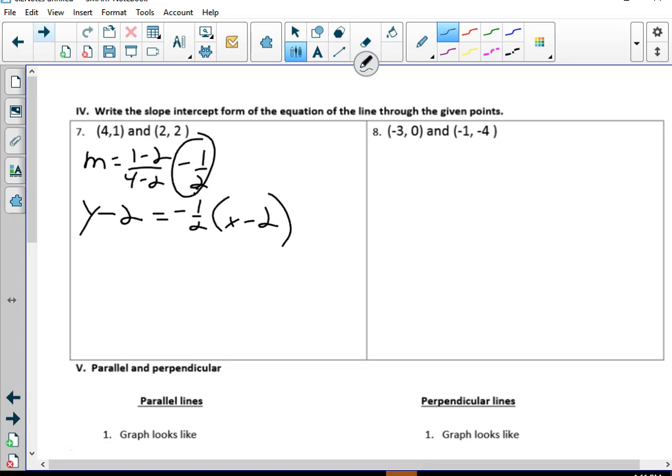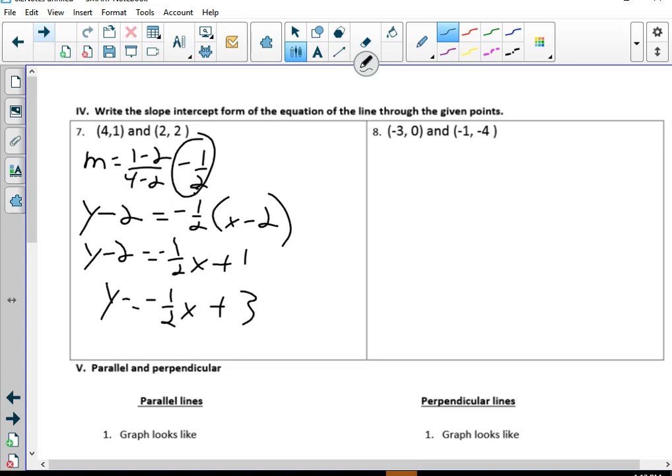Distribute the 1/2, good. Y minus 2 equals negative 1/2 x plus 1, right? Because negative times negative is positive, and half of 2 is 1. No, we're not going to subtract 2. We're going to add the 2. So that's negative 1/2 x plus 3. There's your slope-intercept form.